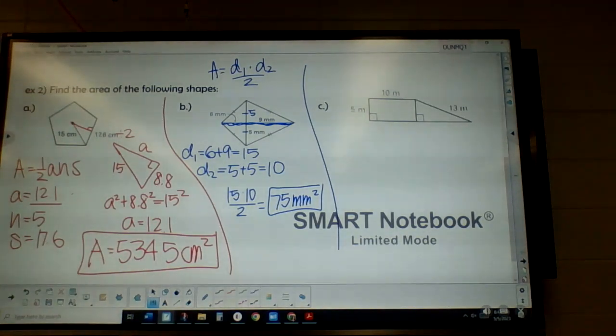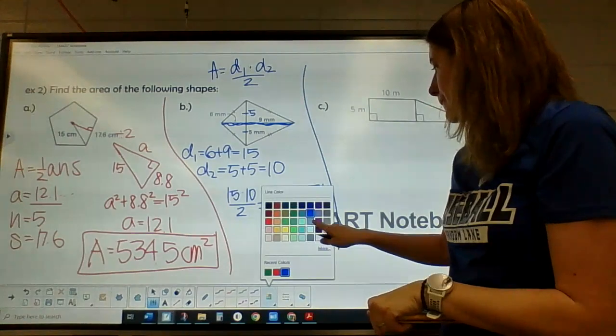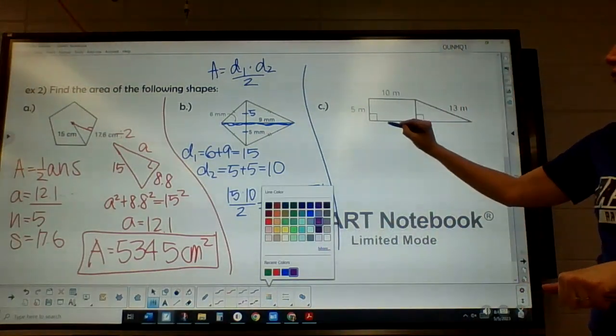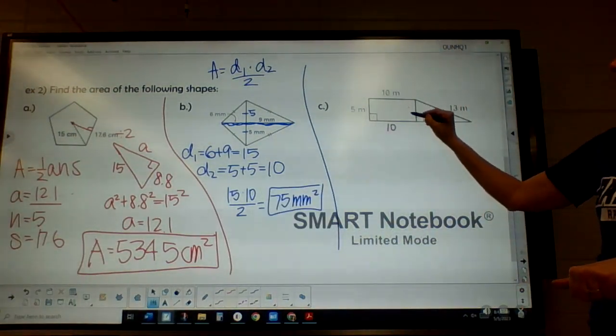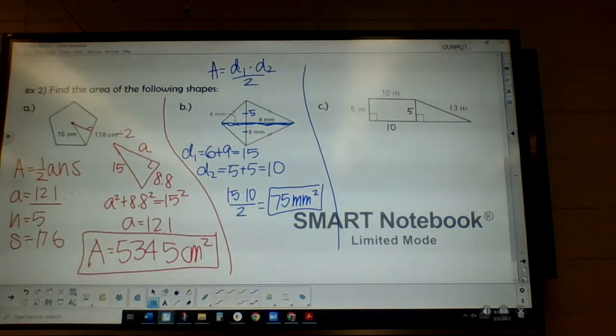Now this last one is a trapezoid, or you can think of it as a rectangle and a triangle. It's kind of up to you guys how you want to go about it. So in this case, I know that this would be 10. I know this would be 5. But I still have to find this leg either way because I need it either for the trapezoid or the triangle. I think a rectangle and triangle makes the most sense. Do you guys agree? Yeah.